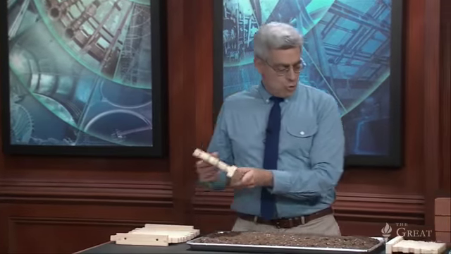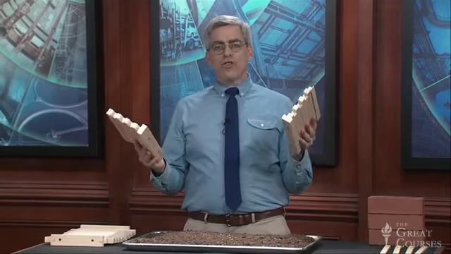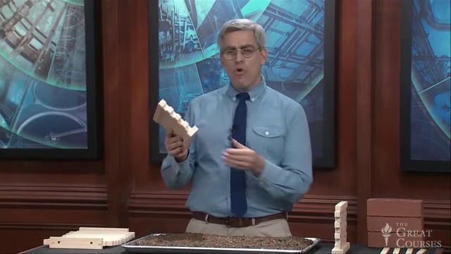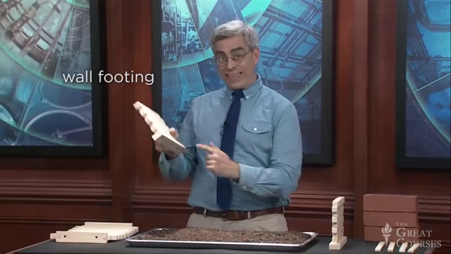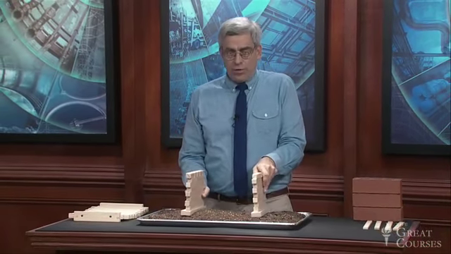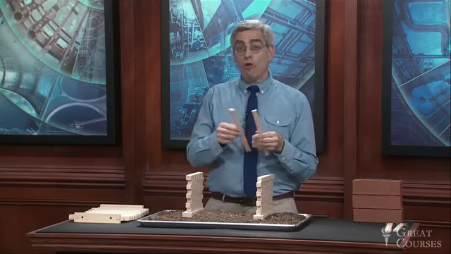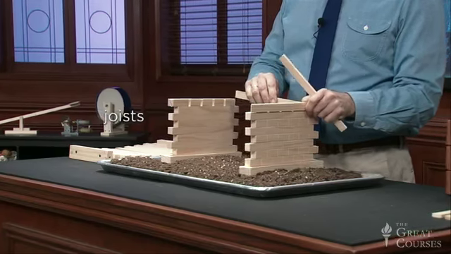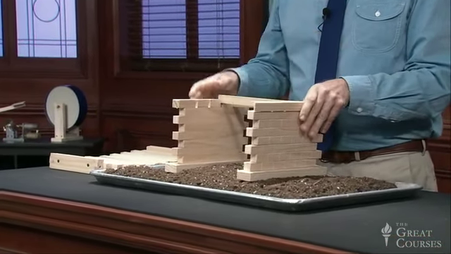These are 2 of the 4 exterior walls. They're supported on a stone or concrete foundation down here. It's called a wall footing because it extends along the full length of the load-bearing wall. We'll put these in place. Now, usually, interior floors and roofs are supported on beams that are called joists that are set into notches in these exterior walls like this.